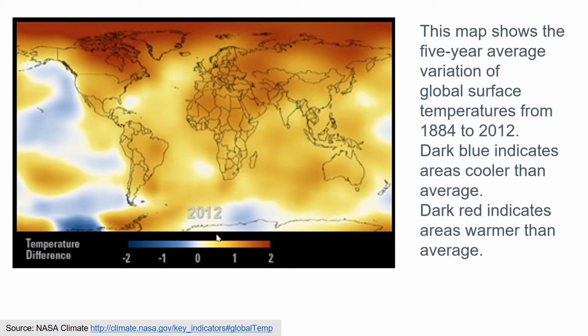This is an image showing the global surface temperature variation from 1884 to 2012. This is how it varies. Here they have shown a 5-year average variation. You can clearly see a temperature variation of -2, represented in blue color, and a variation of +2, represented in green color.